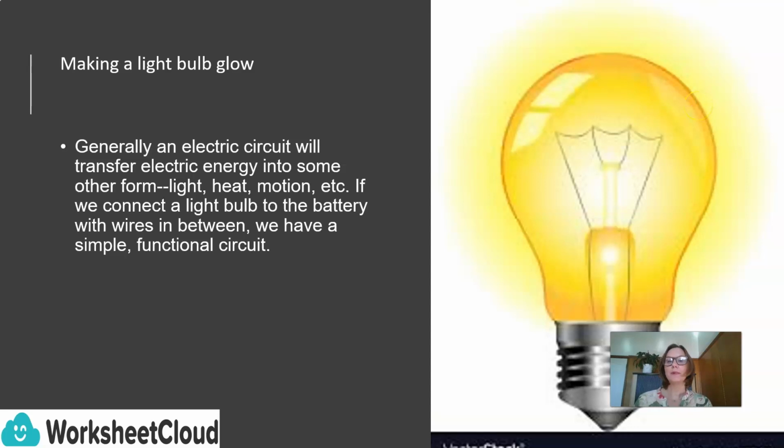So, making a light bulb glow. Generally, an electric circuit will transfer electric energy into some other form. And we spoke about those forms yesterday. It could be light energy in the form of a bulb, it could be heat energy, motion energy, etc. If we connected a light bulb to the battery with wires in between, we have a simple functional circuit.